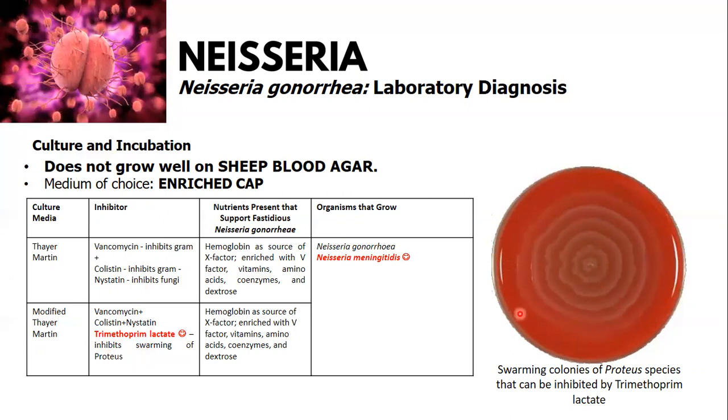So this image here shows swarming colonies of Proteus species. And when this phenomenon occurs, the swarming growth could hide colonies of Neisseria gonorrhoeae or even Neisseria meningitidis, so to speak. And in order for us to inhibit swarming of Proteus so that colonies of Neisseria gonorrhoeae and Neisseria meningitidis could be well visualized, then we can use modified Thayer-Martin medium as it contains trimethoprim lactate that inhibits swarming of Proteus.